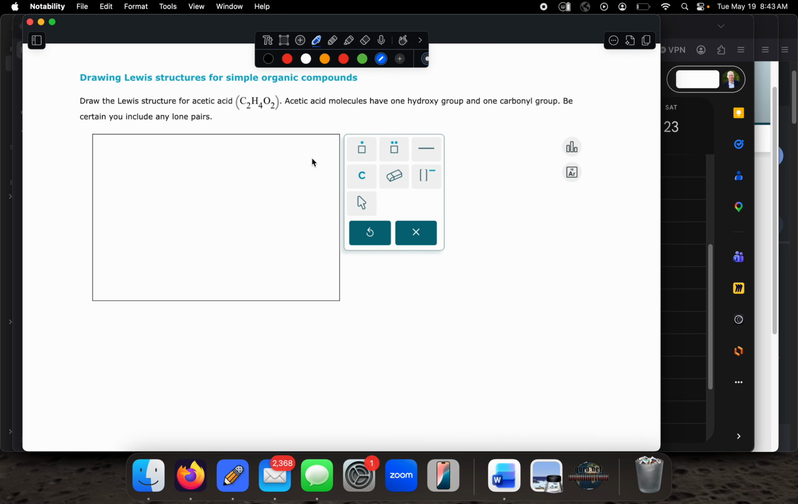Here's a topic that somebody got stuck on: drawing Lewis structures for simple organic compounds. Now I'm going to remember from Chem 2 that carbons like to have 4 bonds, hydrogens like to only have 1, oxygens like to have 2 bonds and 2 lone pairs of electrons, and nitrogens, which are not in this structure here, like to have 3 bonds and 1 lone pair of electrons. I don't need nitrogens in here because there's no nitrogen in it, so I'm going to get rid of that, but just remember that.